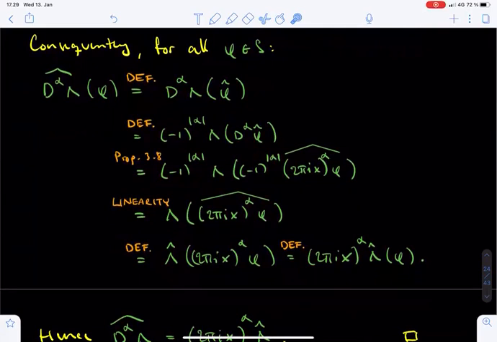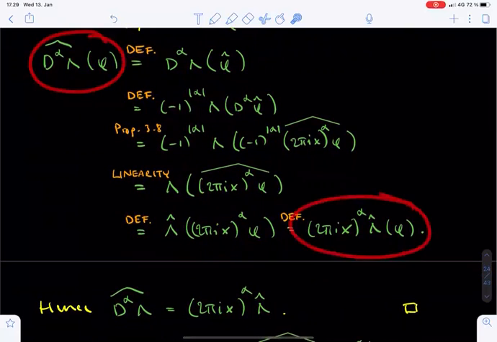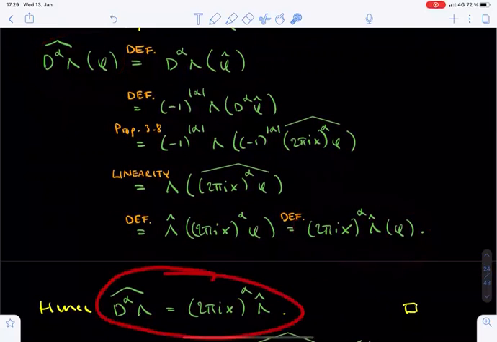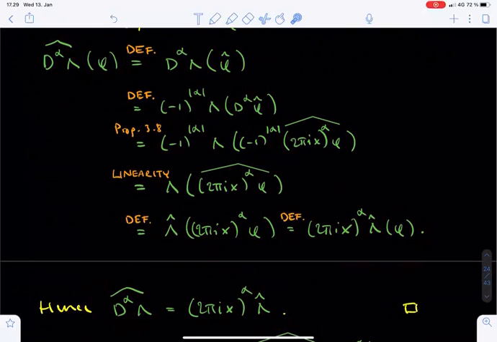From this point on, we just apply the definitions. First, the previous expression equals the Fourier transform of lambda evaluated at phi times (2 pi i x)^alpha. Finally, this expression equals, again by definition, the value of the distribution (2 pi i x)^alpha times the Fourier transform of lambda evaluated at phi. As we now compare the left and right hand sides of the long chain of equations, we find that the Fourier transform of d^alpha of lambda equals (2 pi i x)^alpha times the Fourier transform of lambda. This is what we claimed, so the proof of Theorem 4.17 is complete.